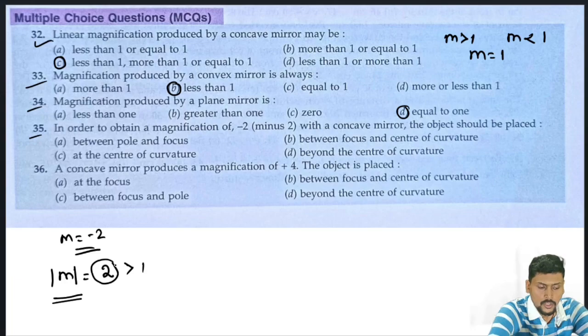If the object is between focus and center of curvature, then the image will form beyond the center of curvature. It will be real, inverted and magnified. So the object is between F and C.